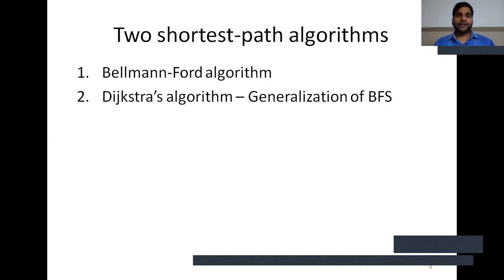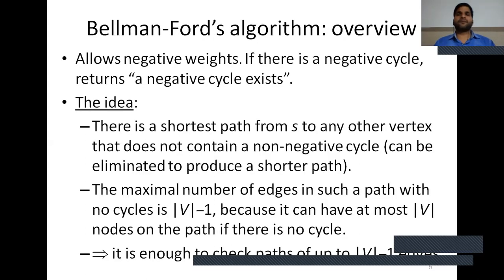Now the second algorithm here, we discuss the Bellman-Ford algorithm. According to the Bellman-Ford algorithm, an overview of the algorithm: it allows negative weights. If there is a negative cycle, it returns that a negative cycle exists. If any weighted graph contains negative cycles, then we apply the Bellman-Ford single source shortest path algorithm.